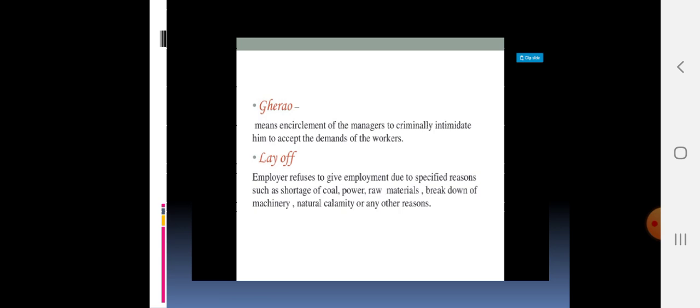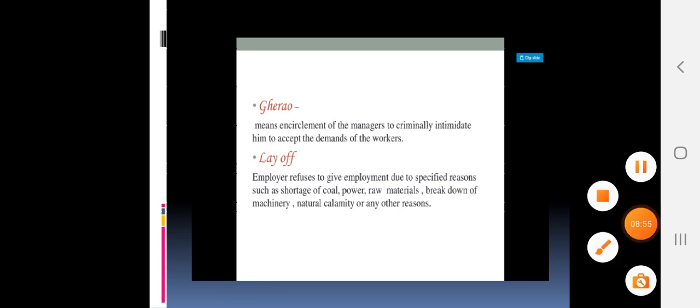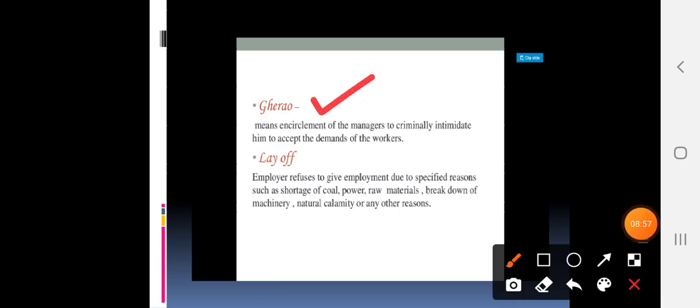Next, we have Gherao. When we talk about Gherao, it means encirclement of the managers to criminally intimidate them into accepting the demands of the workers. Okay, so it can be understood with the help of the definition.